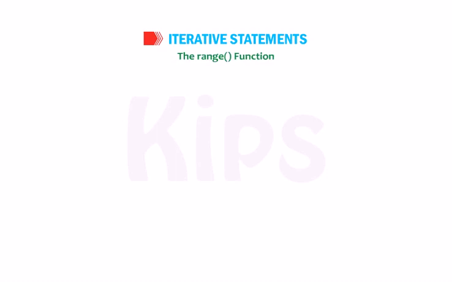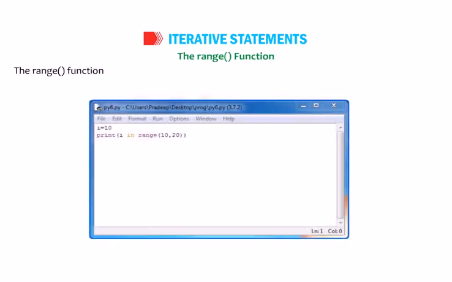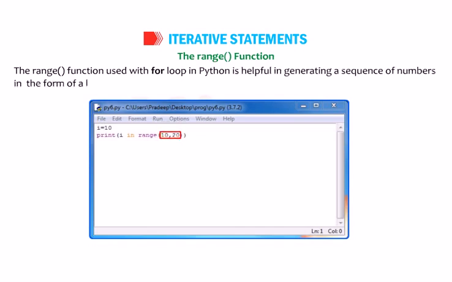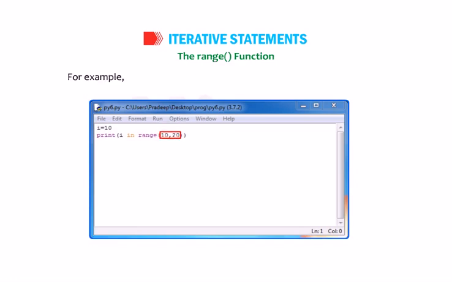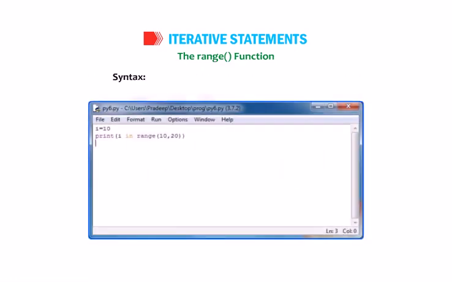The range function. The range function used with a for loop in Python is helpful in generating a sequence of numbers in the form of a list. For example, range(10) will generate numbers from 0 to 9, 10 numbers. Syntax: range(initial value, final value, step value).